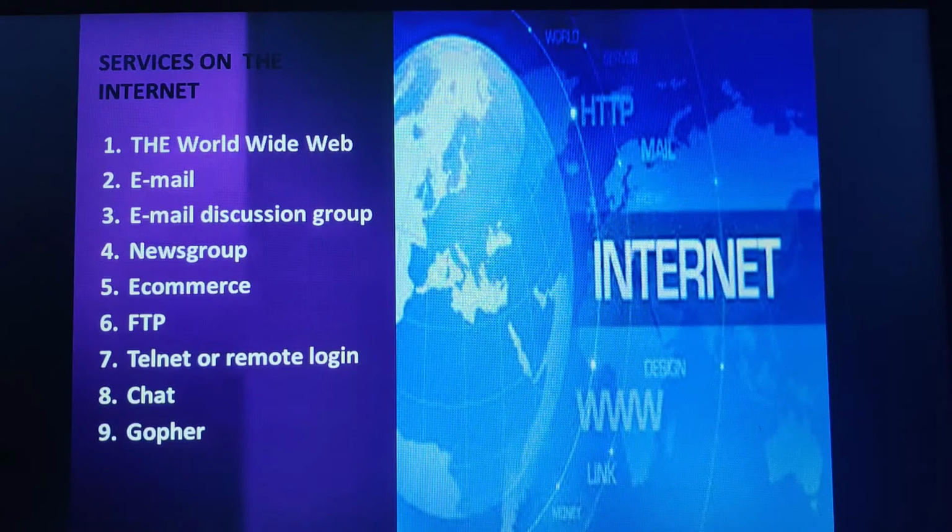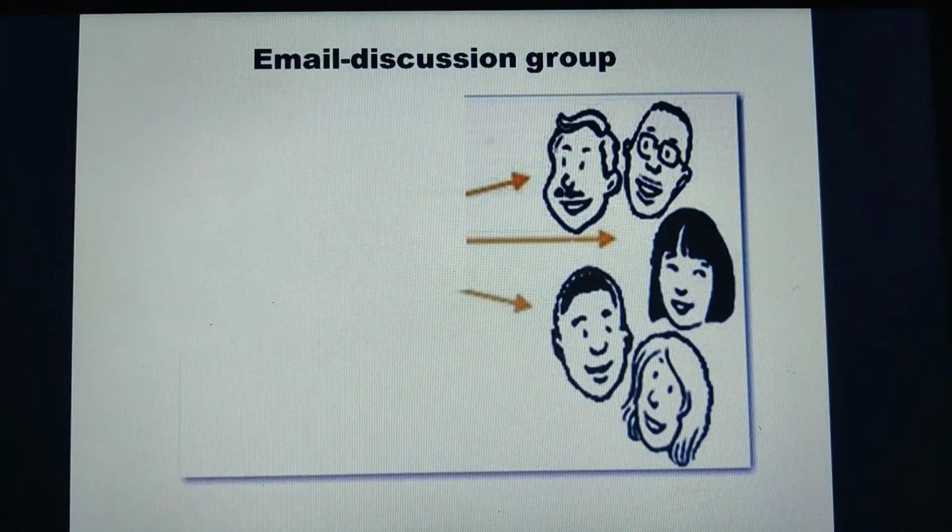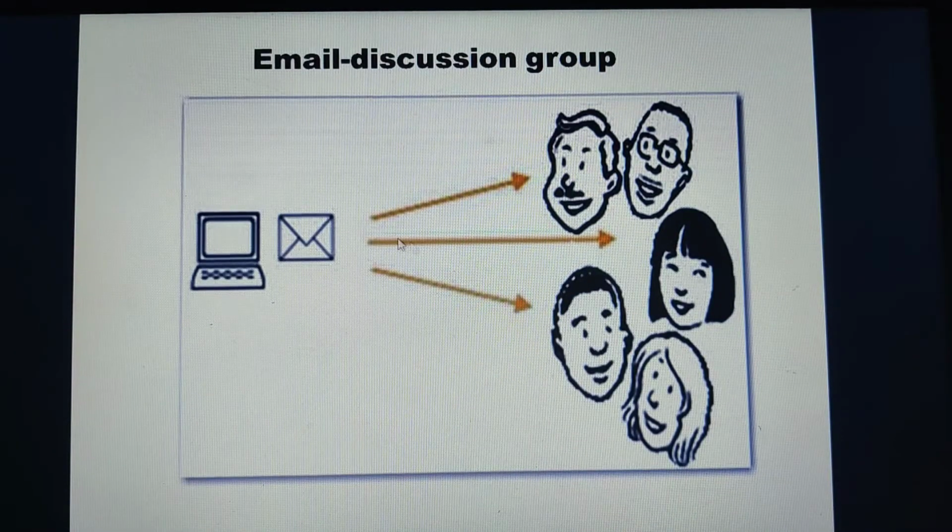We have completed the services of the internet: the World Wide Web and email. Now next we need to discuss the email discussion group. What is this email discussion group? It is a group where different topics are discussed with other people through email itself. You can discuss different topics with other people, and that discussion will always be through email.